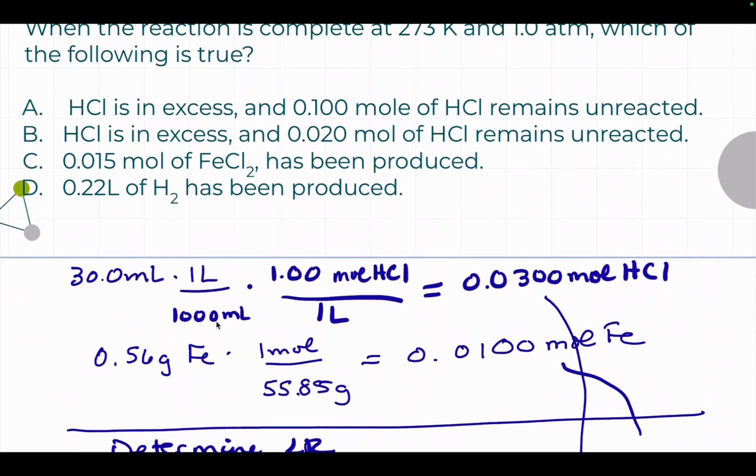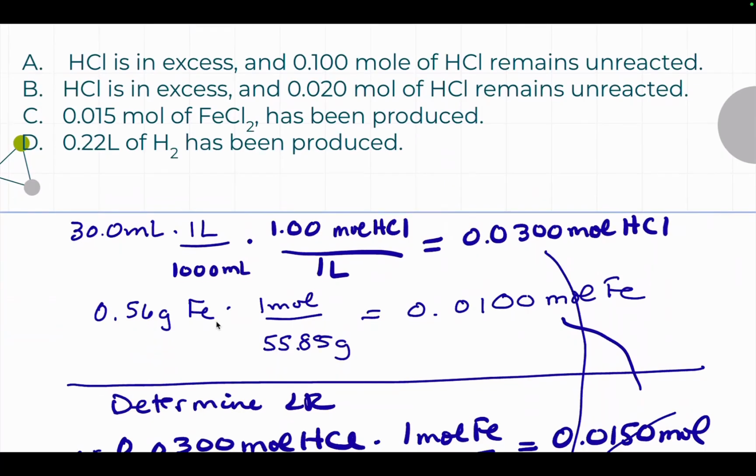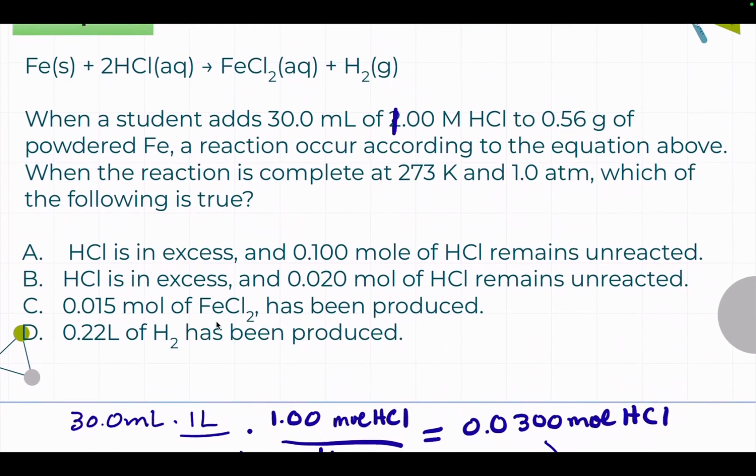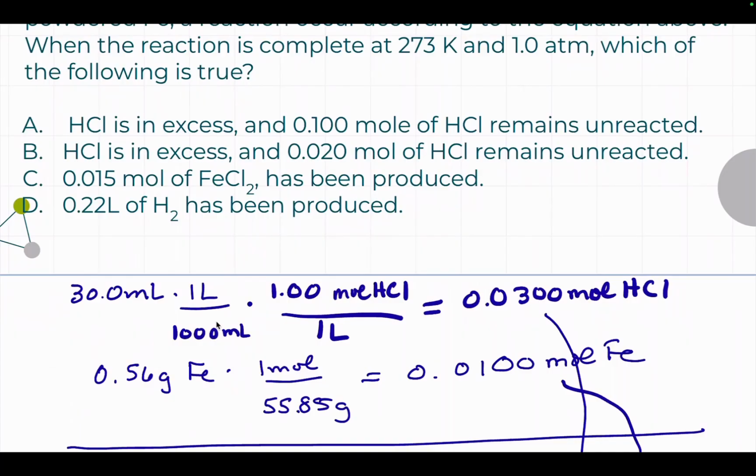So if I go up here, something's wrong. Oh, yeah, this is 0.0200. I was thinking it was the same number, but neither one of these is 0.0100. So we now know it's not A and B.